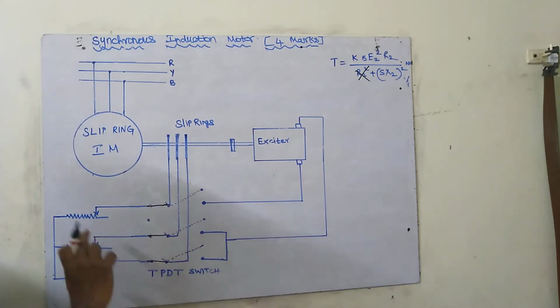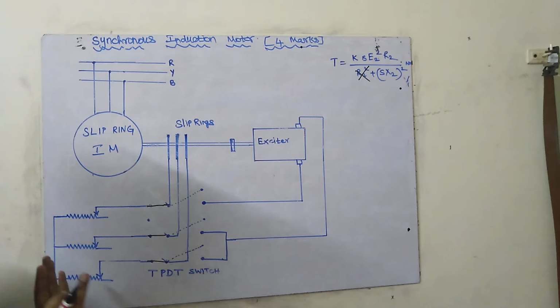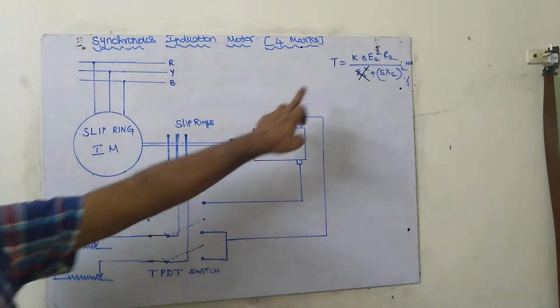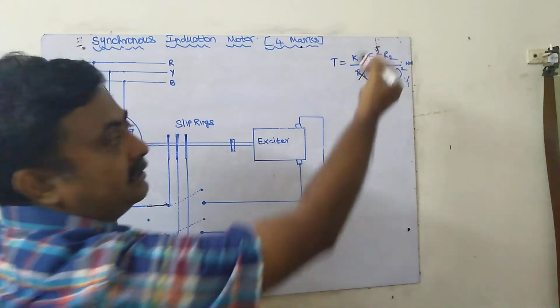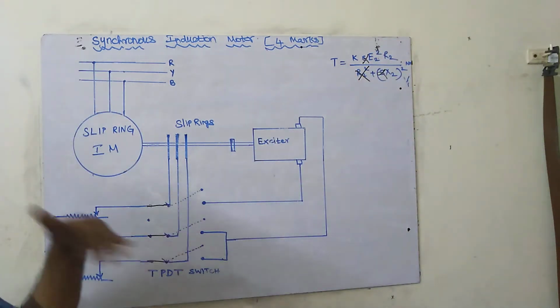So this is connected, and we are having high resistance. With this we have to start it. So now we have high resistance. This is the general concept of a slip ring induction motor, started with high resistance. Since the resistance is very high and it is short circuited, the torque is proportional to R2, because slip will be equal to 1 at the time of starting. Torque is proportional to R2, so we will get high starting torque.